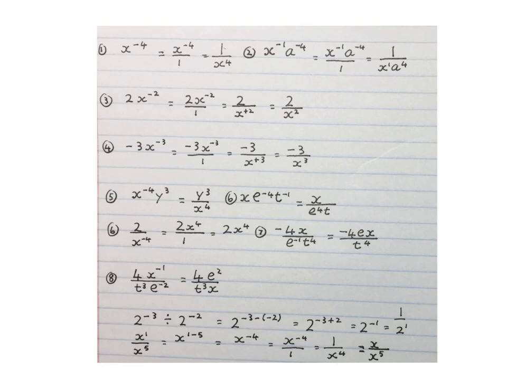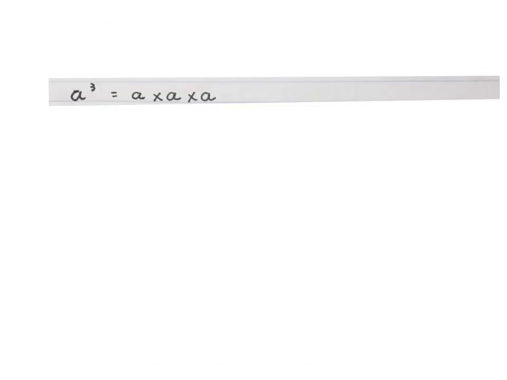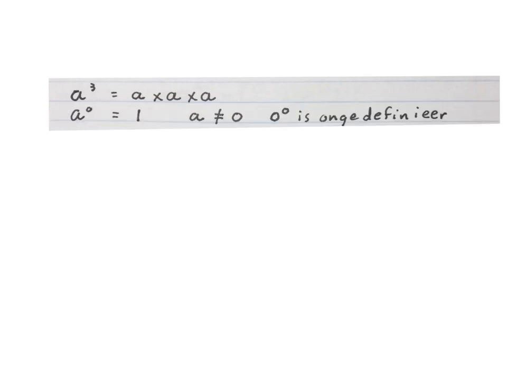Good day. In this video, we're going to show you how to work with negative exponents to simplify these problems. But first we have to summarize a lot of basics. Firstly, you know that a to the power of 3 means a times a times a. Then you know that anything to the power of 0 is 1, as long as that base is not 0. 0 to the power of 0 is undefined.